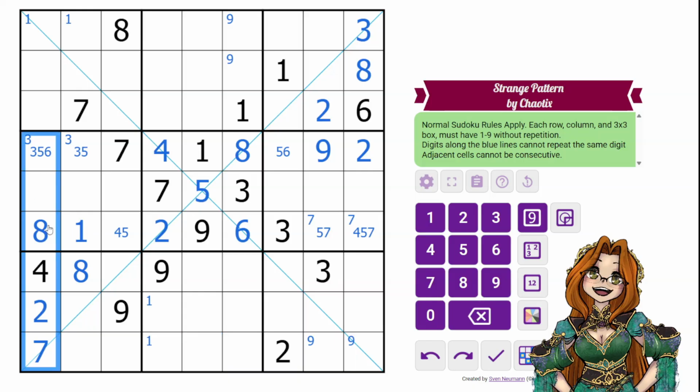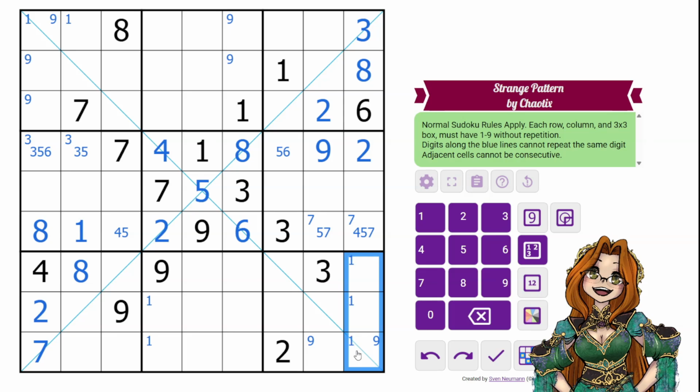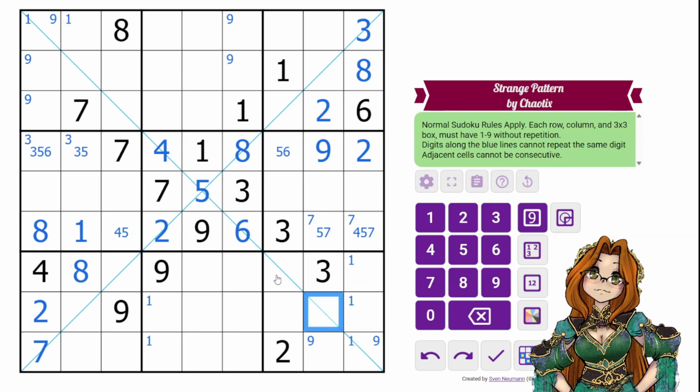Nine in this column can't go next to the 8. 9 has to go in one of the 3 places. Not perfect yet. 1 is the analogous digit for over here. Can we do anything else with the diagonal? There's a 3 in this box. Can we do anything with 4?